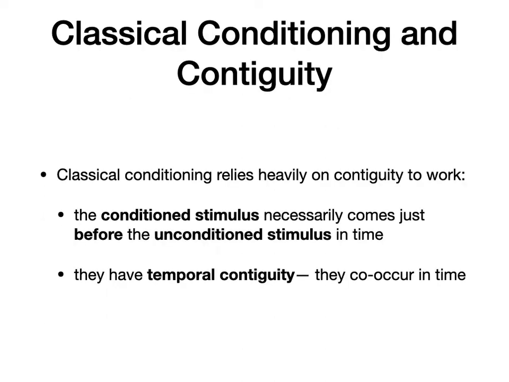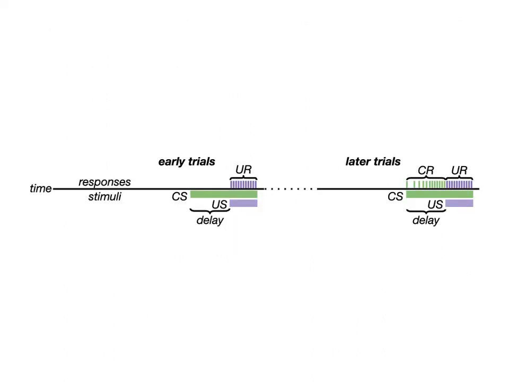Classical conditioning and contiguity, right? This was what we addressed last time to an extent. It needs contiguity to work, right? The conditioned stimulus has to come very close to and just before the unconditioned stimulus in time. If I ring a bell 5 minutes before a dog gets food, the stimulus pairing will never actually happen. I never say never, right? But it will be very difficult to form that connection, right? They have this temporal contiguity. They co-occur in time.